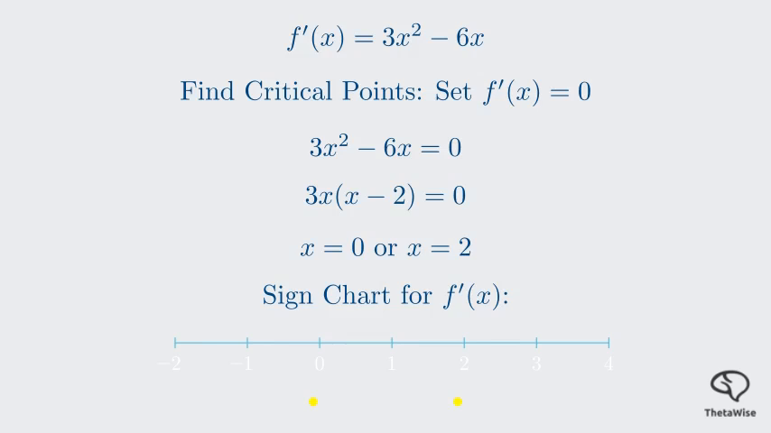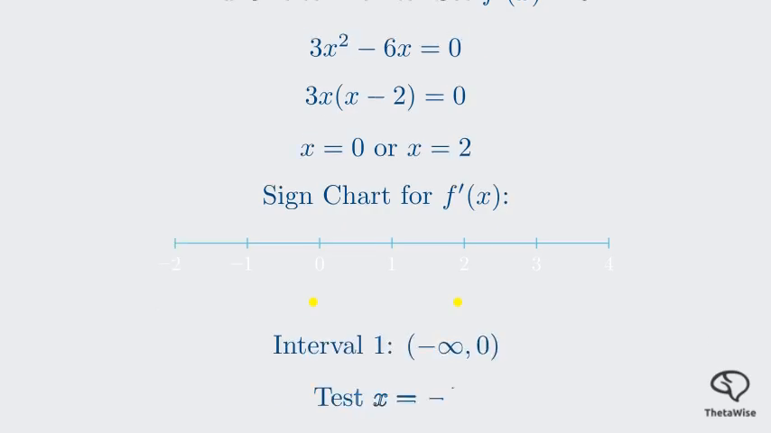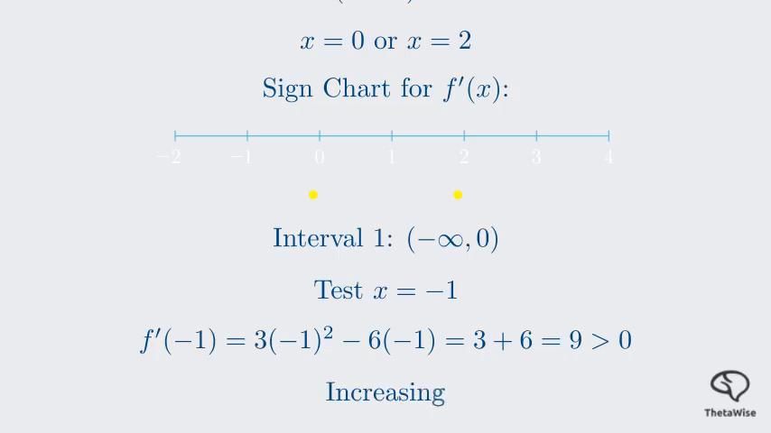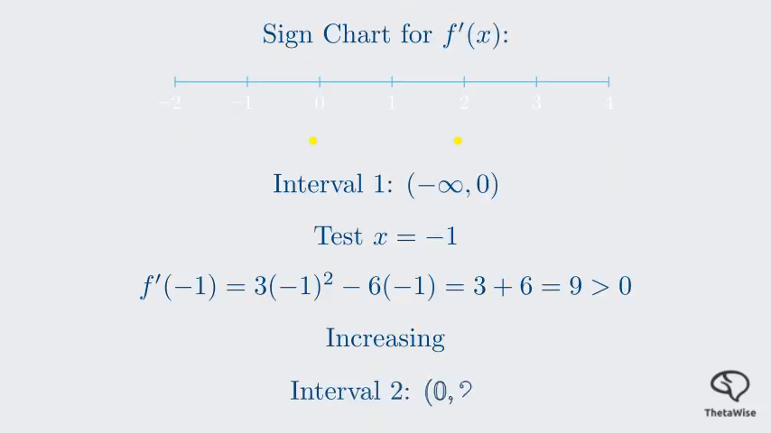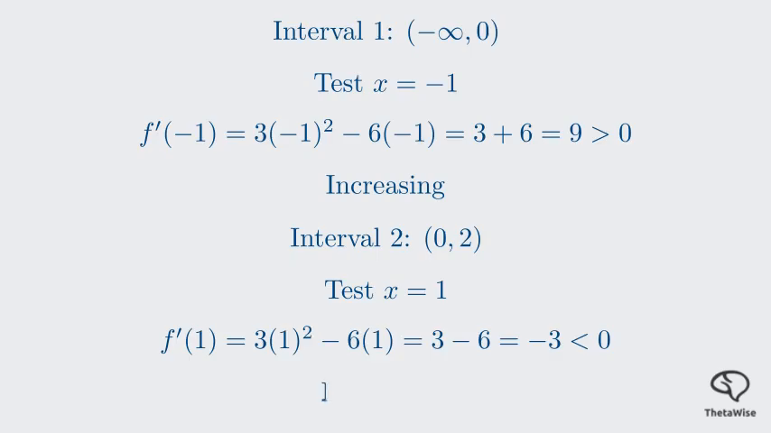For the first interval, let's test x equals negative 1. f prime of negative 1 is 3 times negative 1 squared minus 6 times negative 1, which is 3 plus 6, or 9. Since 9 is positive, the function is increasing on the interval from negative infinity to 0. For the second interval, let's test x equals 1. f prime of 1 is 3 times 1 squared minus 6 times 1, which is 3 minus 6, or negative 3. Since negative 3 is negative, the function is decreasing on the interval from 0 to 2.